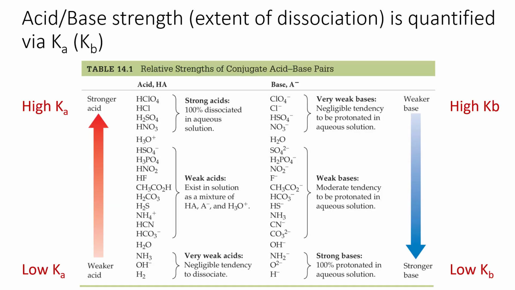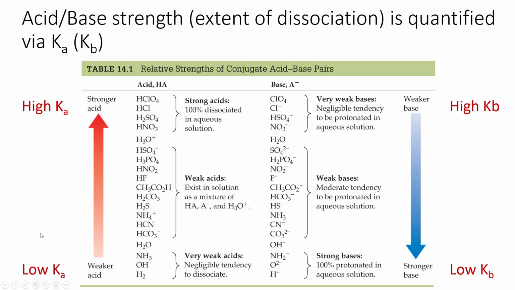So here's a list of acid-base strength, basically the extent of dissociation, as it's qualified by the Ka or Kb value. In each one of these rows, we have a conjugate acid and its conjugate base. Okay, so we're going from the bottom on the left here, our weakest acids, to the top, our strongest acids.